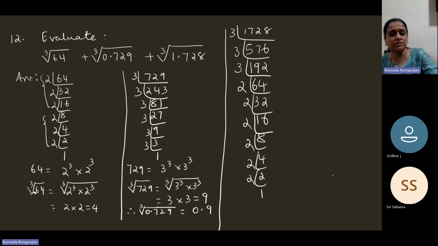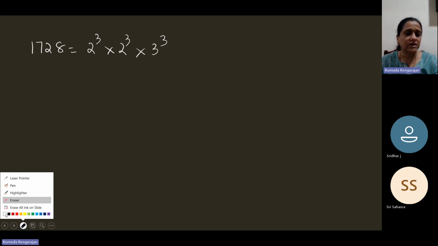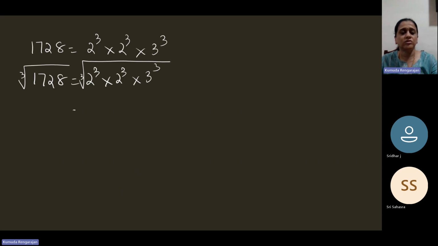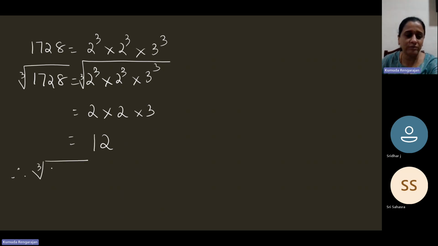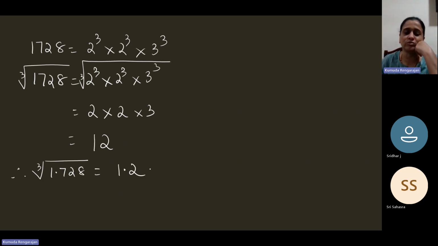First you write it like this. And then write the same step. Repeat this step. And take cube root on both the sides. So here from 3 twos, 1 2 out. From 3 twos, 1 2 out. From 3 threes, 1 3 out. So 3 twos are 6, 6 twos are 12. Therefore, the cube root of 1.728 will be what? 1.2.